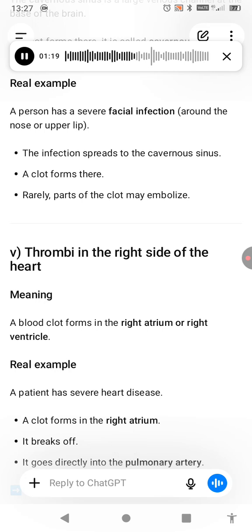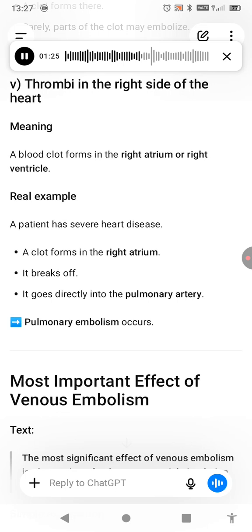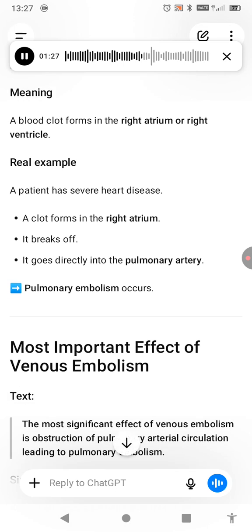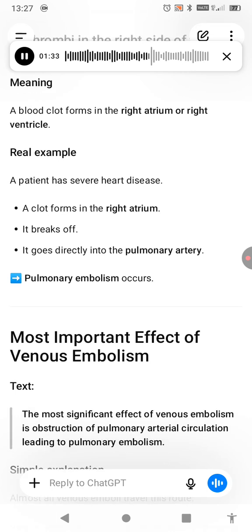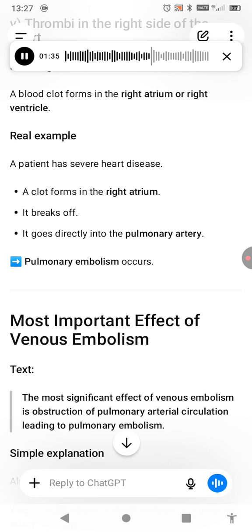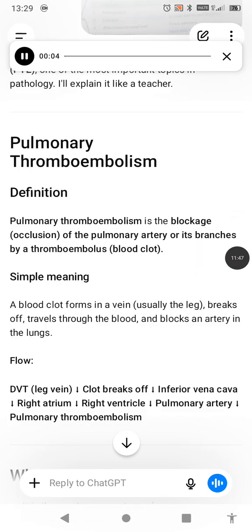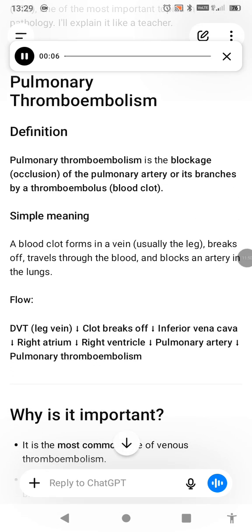V. Thrombi in the right side of the heart, meaning a blood clot forms in the right atrium or right ventricle. Example, a patient has severe heart disease. A clot forms in the right atrium. It breaks off. It goes directly into the pulmonary artery. Pulmonary embolism occurs. Most important topics in pathology. I'll explain it like a teacher.